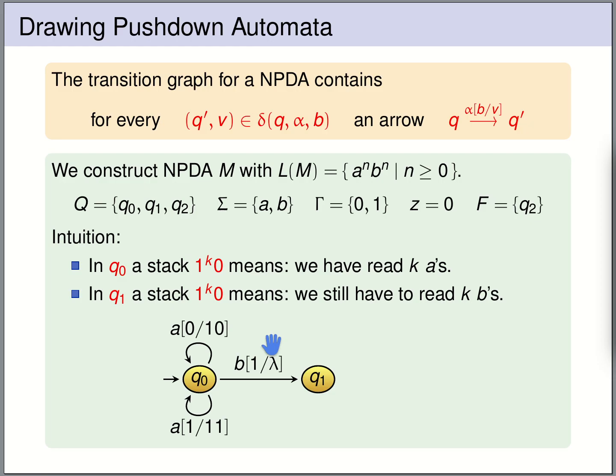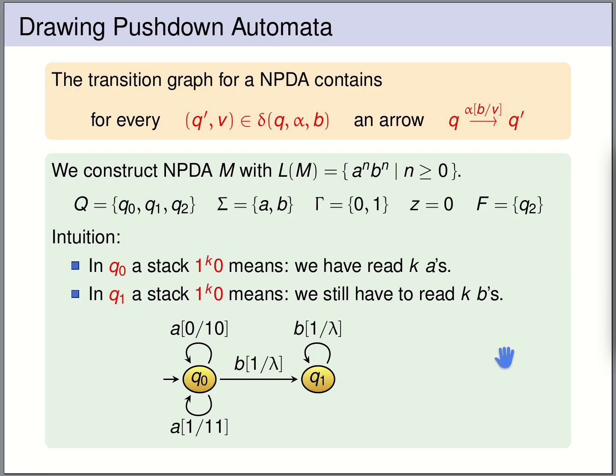And we want to continue reading B's as long as we have ones. So as many B's as we have ones on the stack. So we continue in Q1. We say that if we read a B, then as long as there's a 1 on the stack, we can read a B, and we remove the 1.